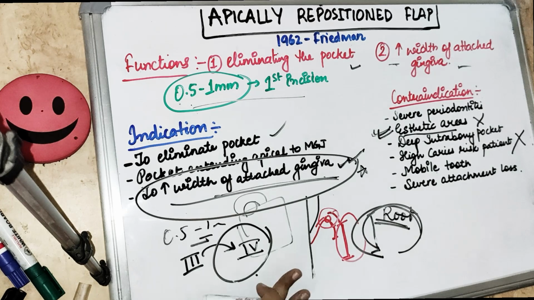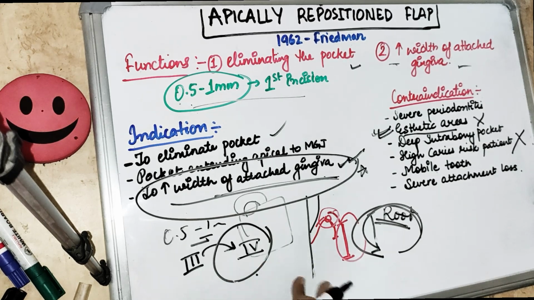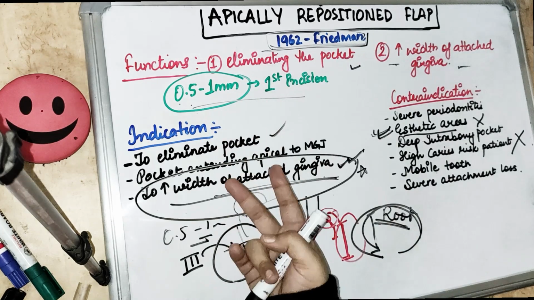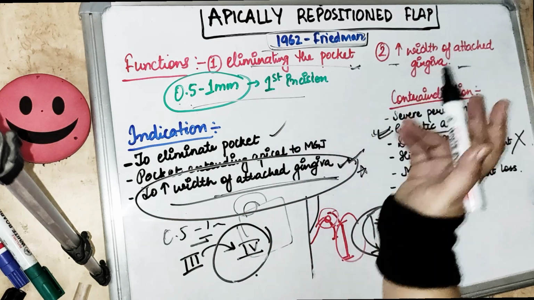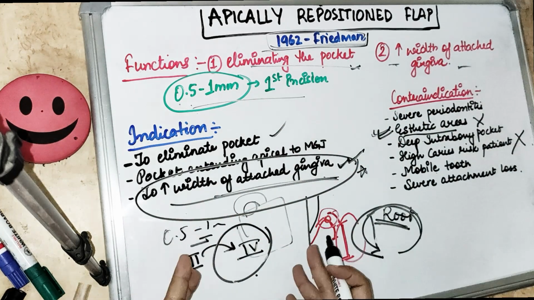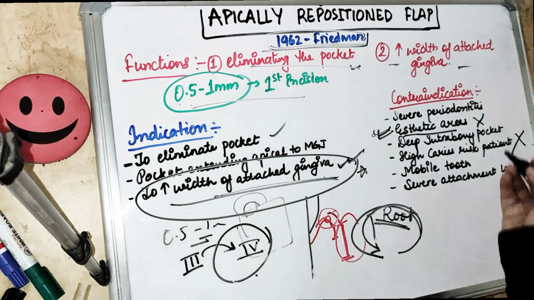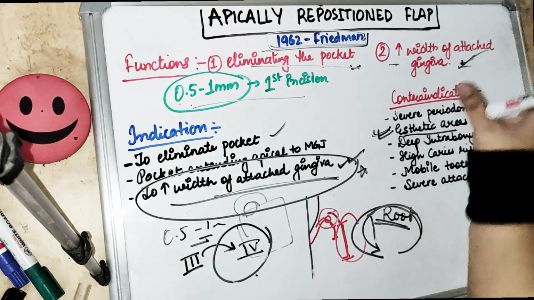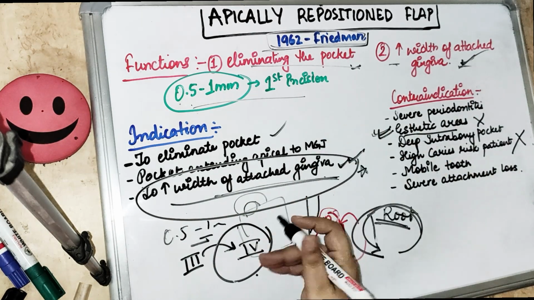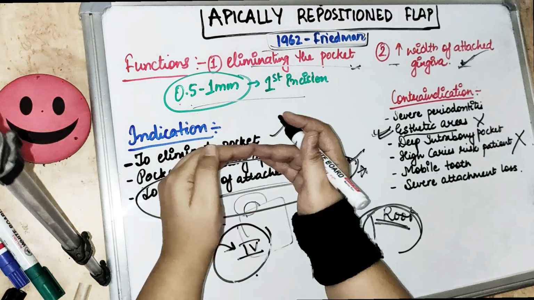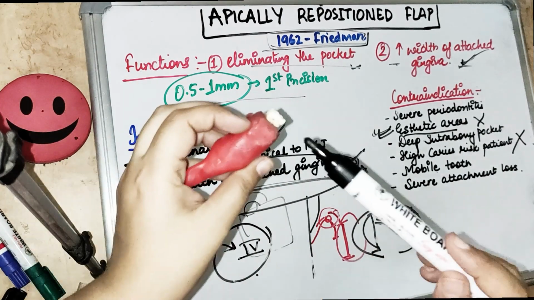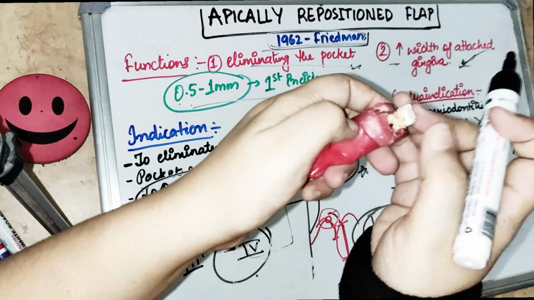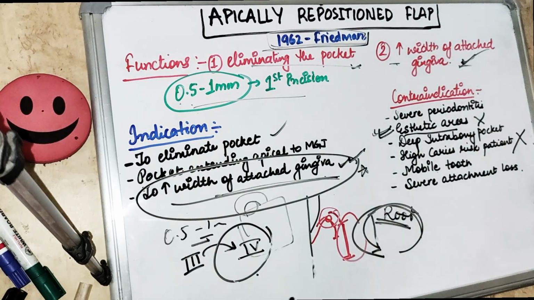So this is about the apically repositioned flap or the apically positioned flap, which was used by Friedman first in 1962, and there are two main purposes of this flap. One is the elimination of the pocket, and another one is a special function of this flap. A special property of this flap is that it increases the width of attached gingiva, which no other flap can do. So we can increase the attached gingiva with the help of this flap. So we are positioning this flap apically, where the tooth structure positioning was earlier like this. Now we are apically positioning this flap.